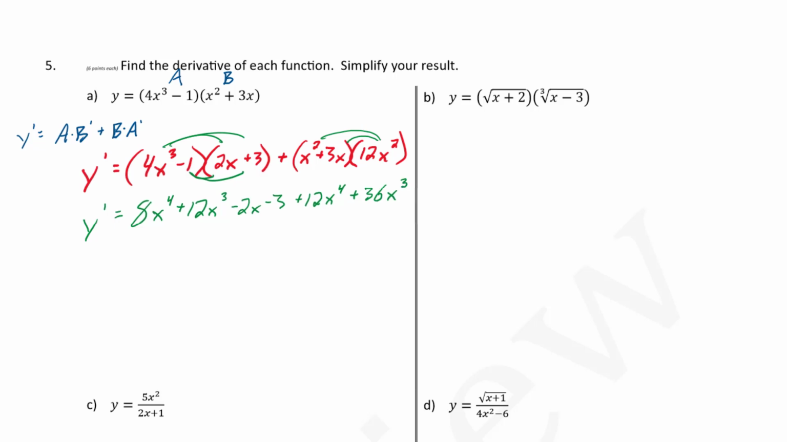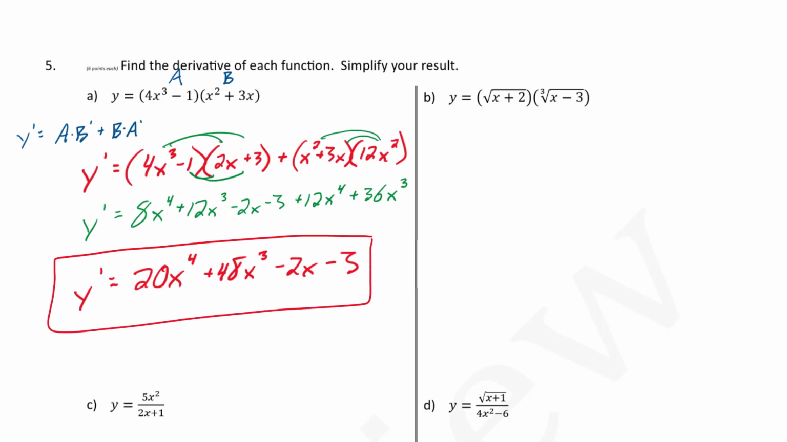So final answer for this one, if I go ahead and combine my like terms, looks like I've got 8x to the 4th plus 12 more for a total of 20x to the 4th. I've got 12 x cubes and 36 more x cubes, so that's going to take me up to 48x cubed. And it looks like I just have a negative 2x and a negative 3 that weren't able to really combine with anything.